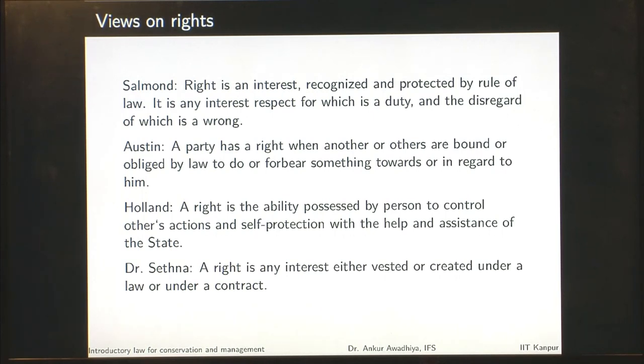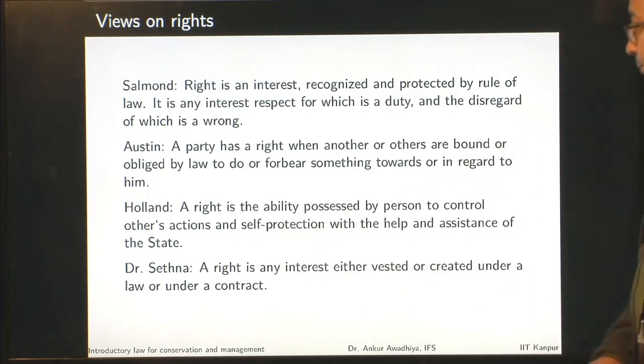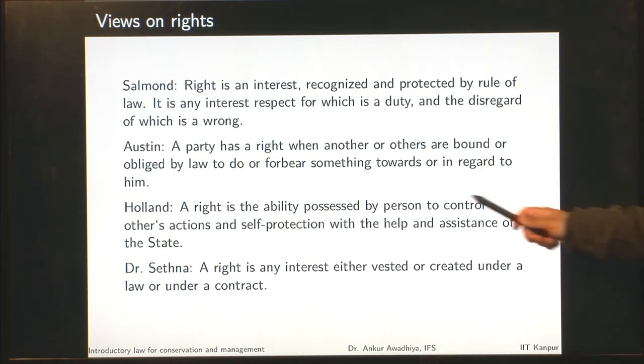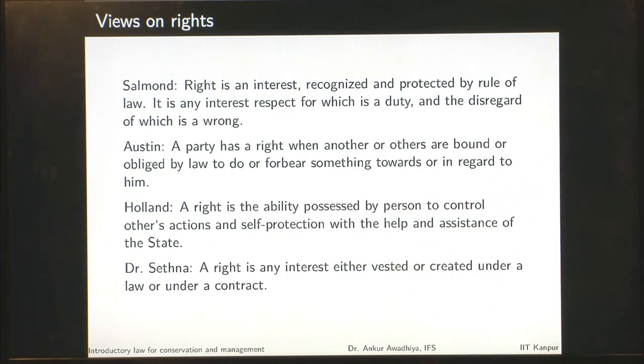Holland says, a right is the ability possessed by a person to control others' actions. So we saw before that right is a power. So this is the ability possessed by a person to control others' actions and self-protection with the help and assistance of the state. So right gives you the power to control others' actions. So others just cannot do what they might have wanted to do. So it gives you the power to control their actions. It gives you the power to self-protect yourself. And you get this power with the help and assistance of the state. So if the state or the government does not provide you with this help or assistance, then you will not be able to enjoy your rights.